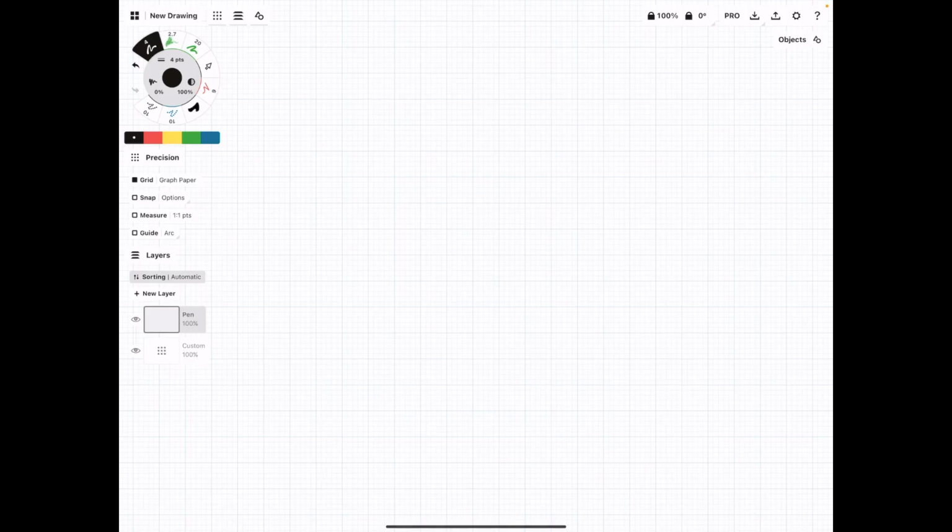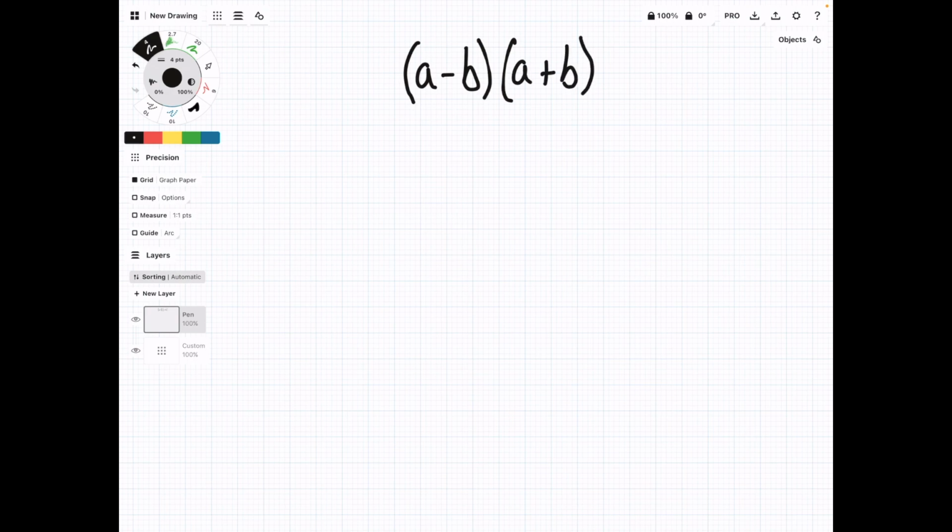In this video, we're going to talk about factoring using the difference of squares. So let's start off with this expression here. A minus b times a plus b. And let's multiply it out.